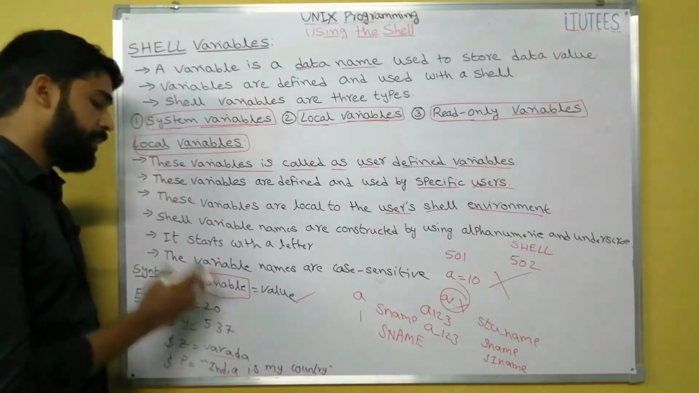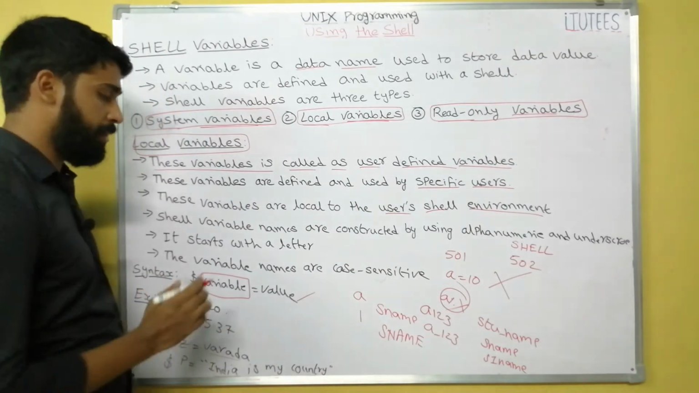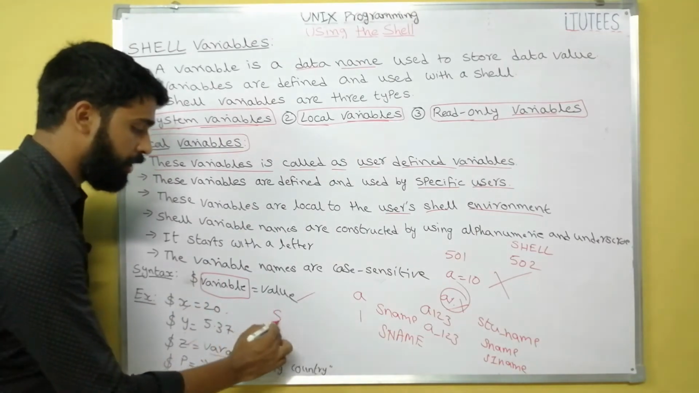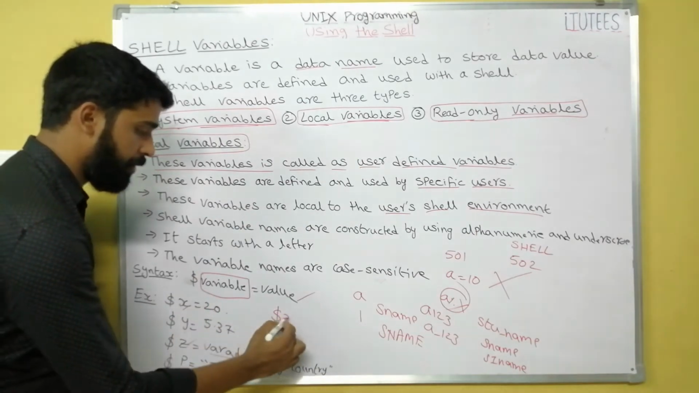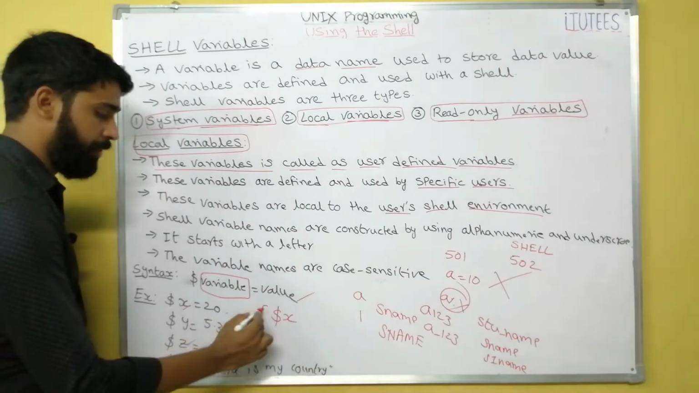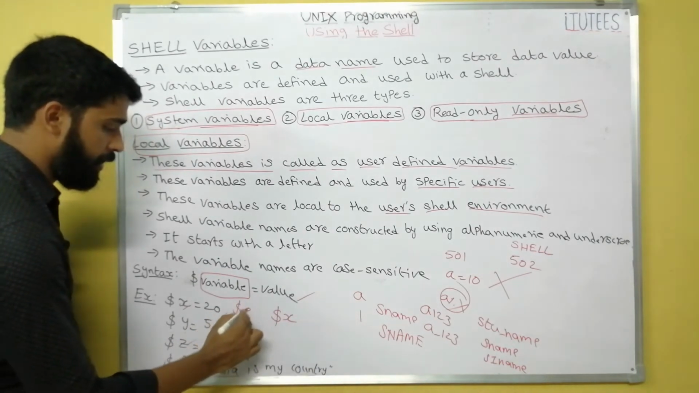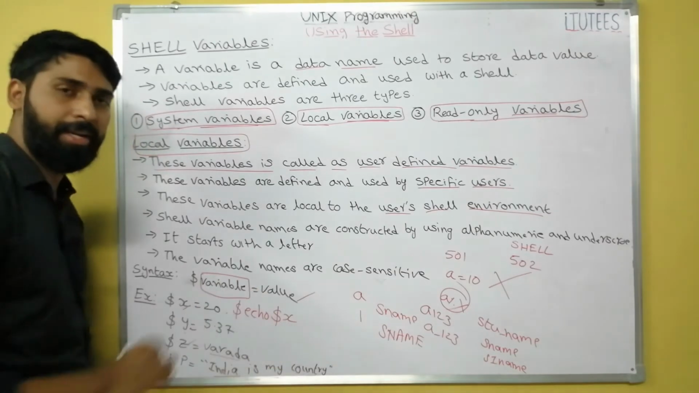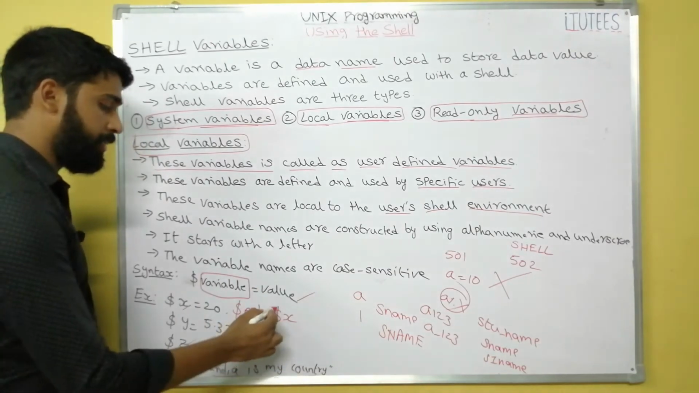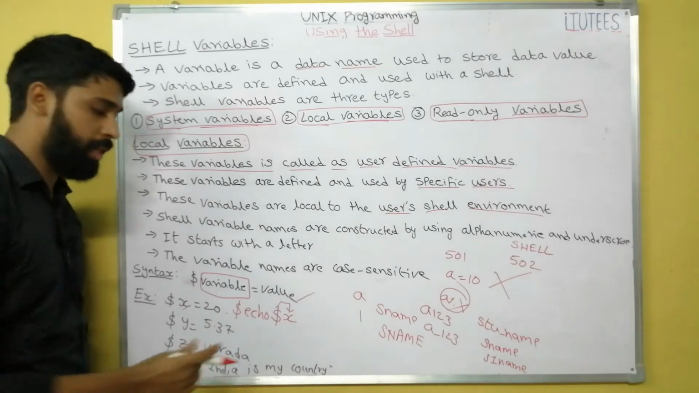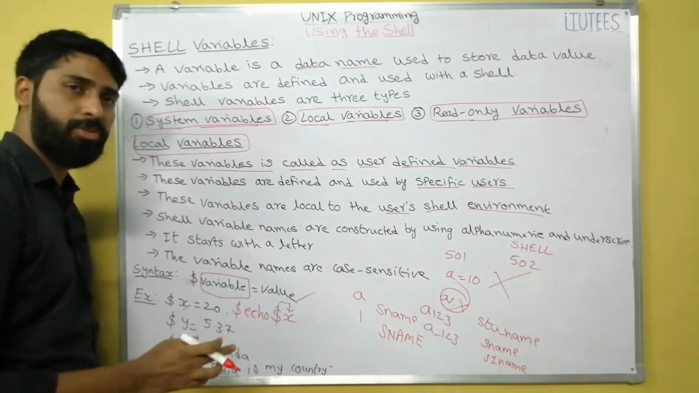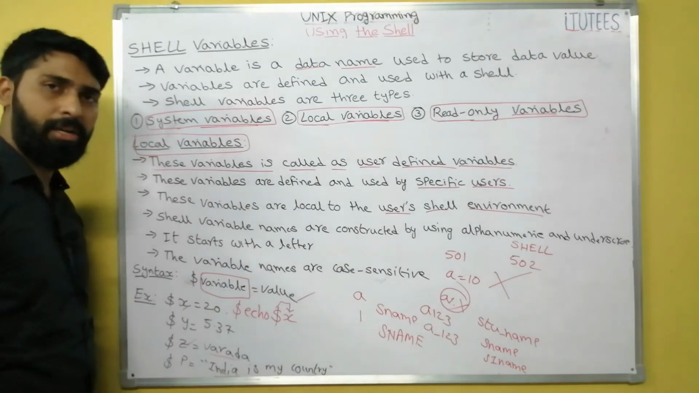Now we can see how we can access these variables. By preceding the name of the variable with a dollar symbol. So if I want to print the x value, then how can I print it? echo $x. In our previous class we discussed this dollar symbol. The dollar symbol is used to access the content in the variable.